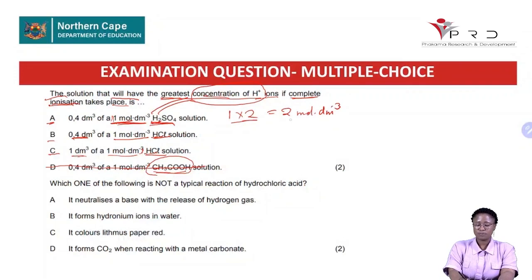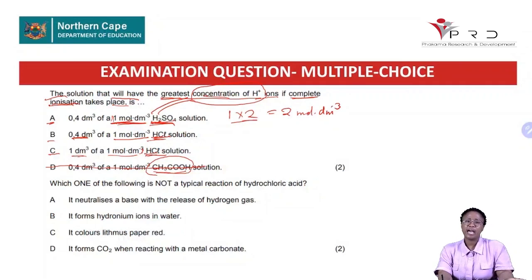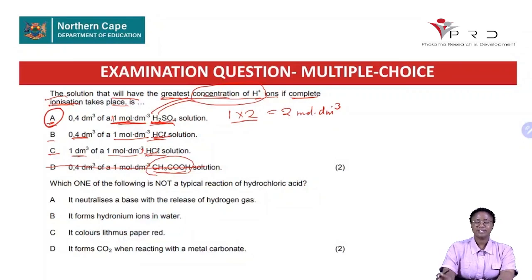So which one between H2SO4 and hydrochloric acid has a higher concentration? H2SO4 is the one that has the higher concentration. So the correct answer will be A. B and C are not correct because HCl is a monoprotic acid. It can only donate 1 hydrogen, right? So you can't multiply it by 2. It will be 1 multiplied by 1, which will give you 1.